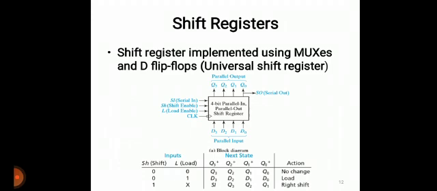Whenever the load is given, it will load the primary data. Whenever the shift enable signal is given, the loaded data will be shifted to the right or left. When shift is equal to 0 and load is equal to 0, no action takes place. When shift is equal to 0 and load is equal to 1, it will load the data. You can observe it in the truth table which I have given. Whenever shift is 1, whatever the load may be, either 0 or 1, the shifting operation takes place, and basically it will be a right shift.